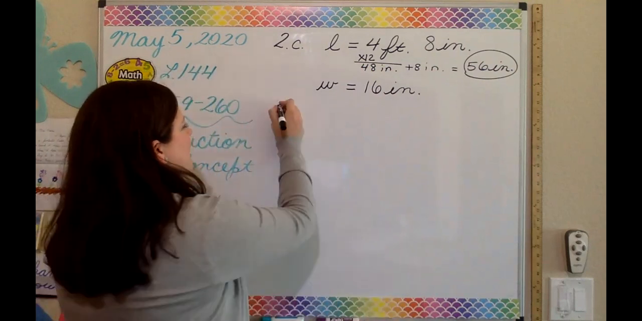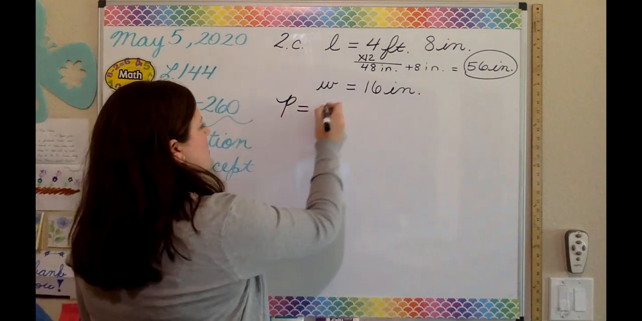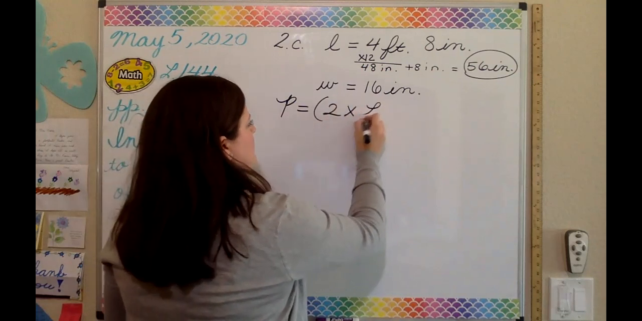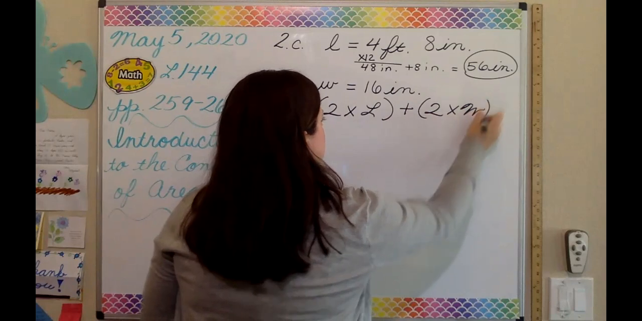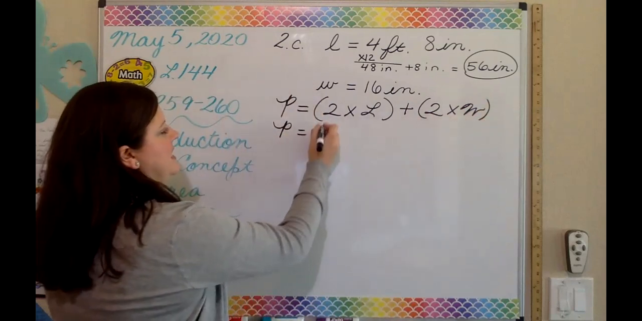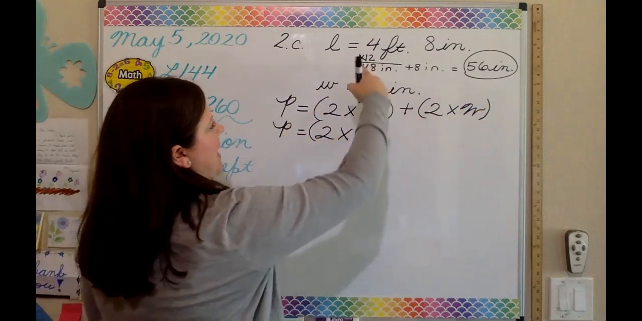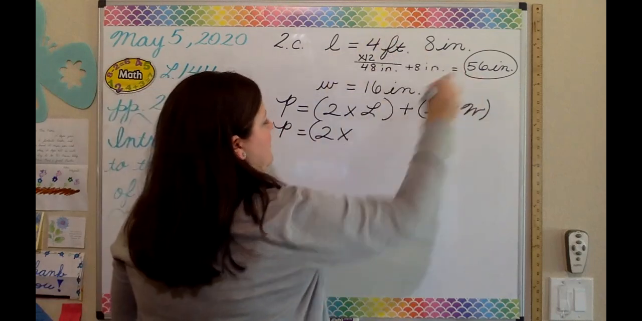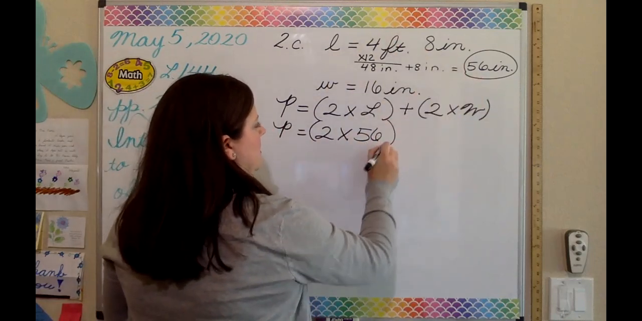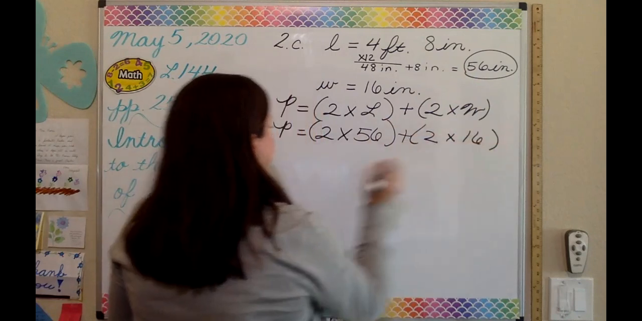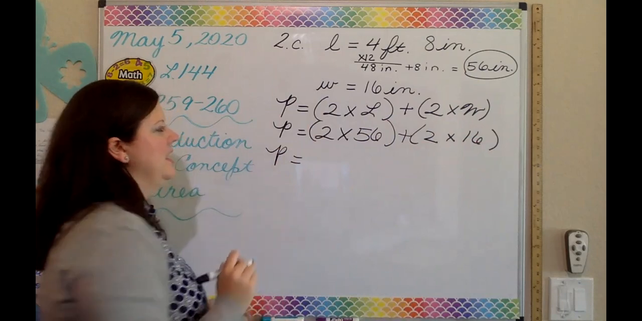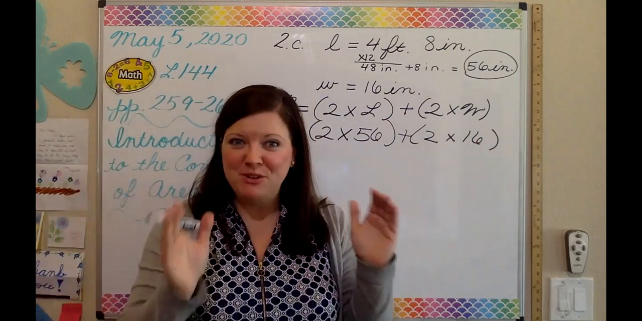Okay, let's start. P equals 2 times L plus 2 times W. Don't forget about those parentheses. My L is now 56. My width is still 16. Parentheses mean, do me first, do me first.